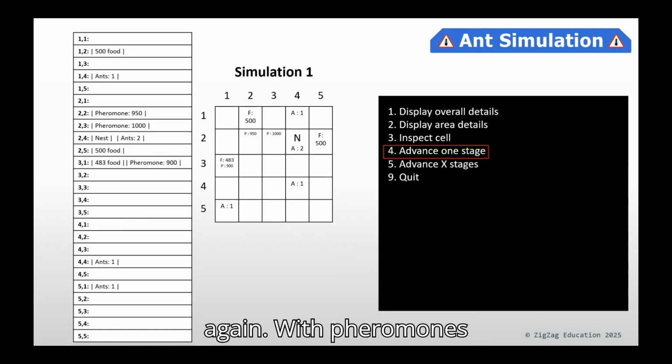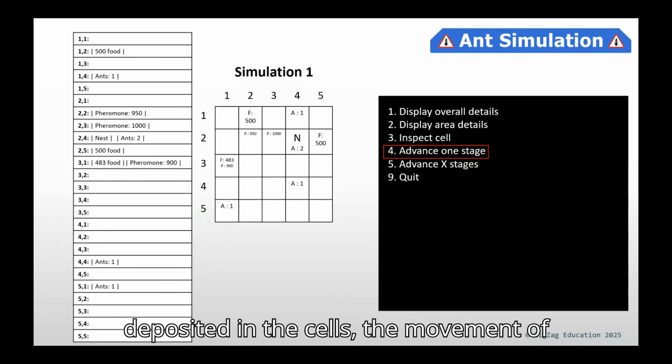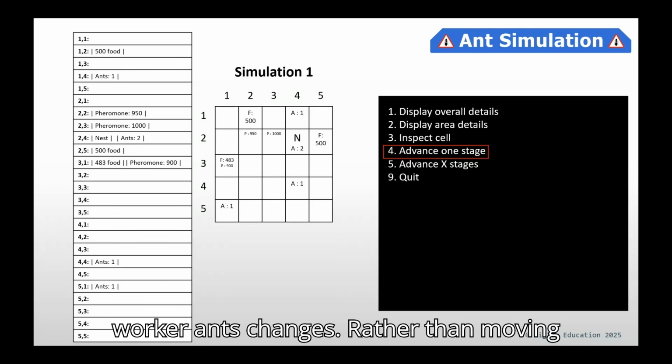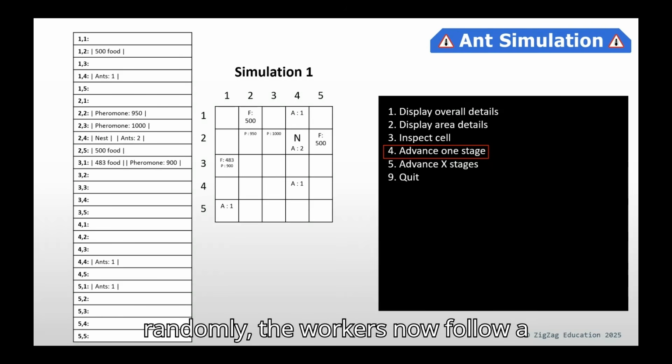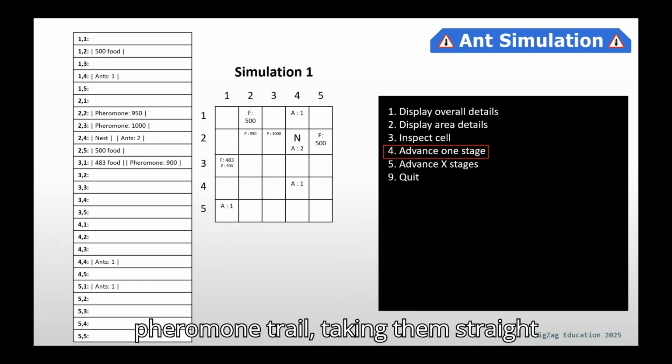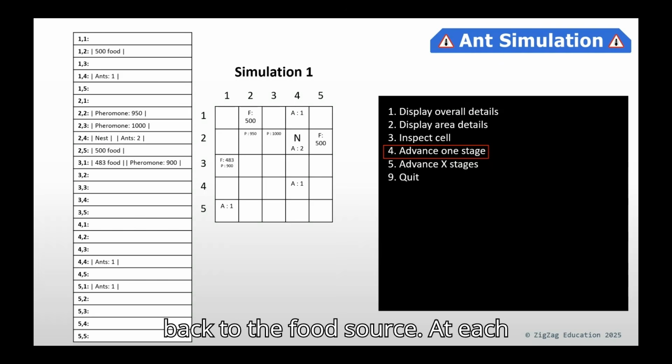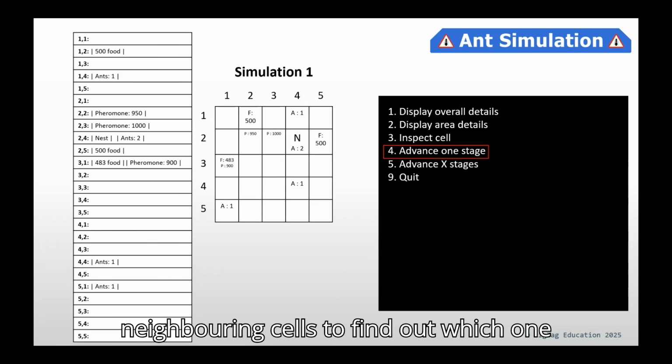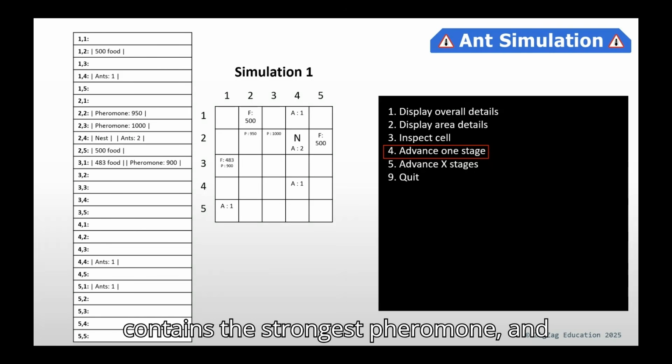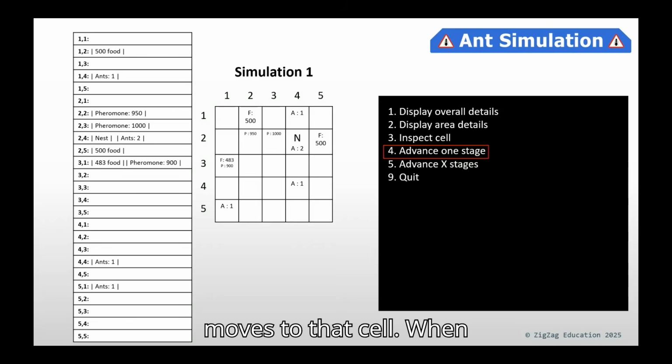On returning to the nest, the ant deposits the food it is carrying and then goes back out to search for more food again. With pheromones deposited in the cells, the movement of worker ants changes. Rather than moving randomly, the workers now follow a pheromone trail taking them straight back to the food source. At each stage, a worker ant looks at the neighbouring cells to find out which one contains the strongest pheromone and moves to that cell.